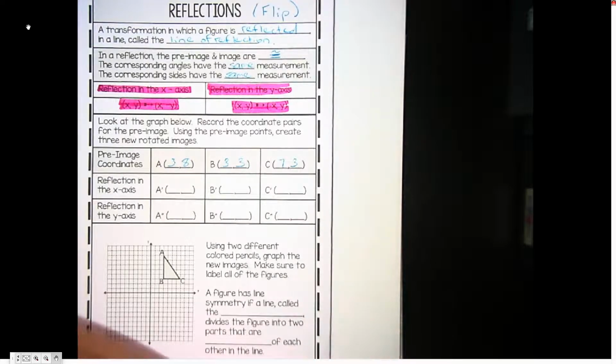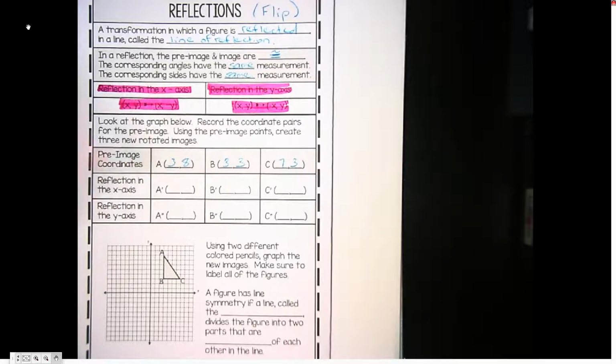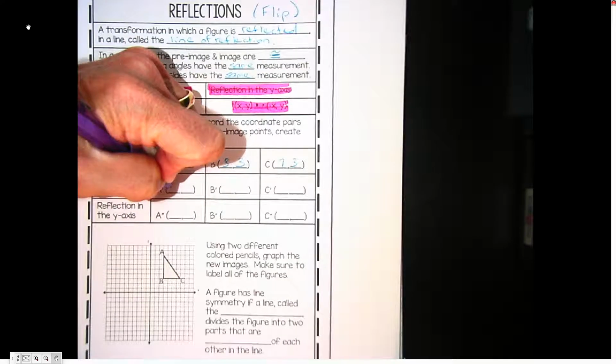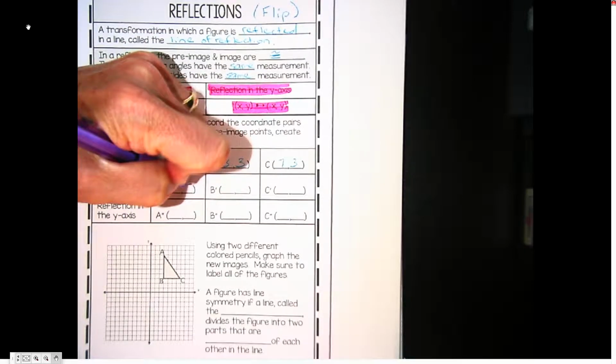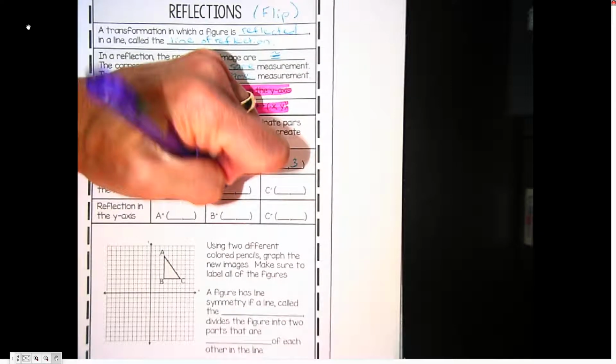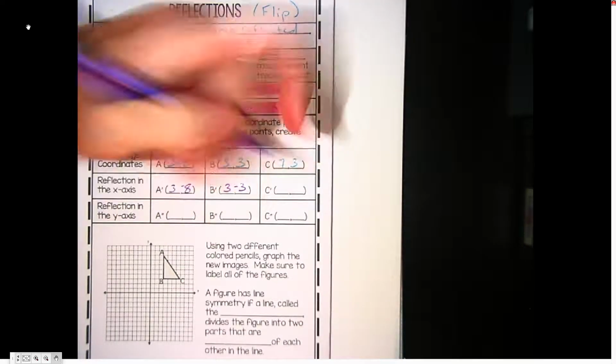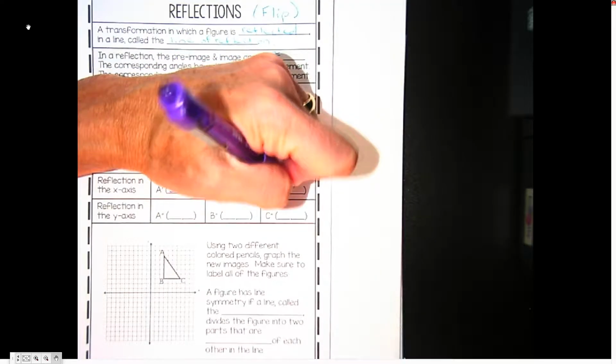I think I'm going to switch pens because I don't think I can see that one very well. Okay, let's go back to my purple. All right, so if I reflect across the x-axis, this tells me that I change the value of the y's. Okay, so 3, 8 is going to become 3, negative 8. And 3, 3 becomes 3, negative 3, and 7, 3 becomes 7, negative 3.